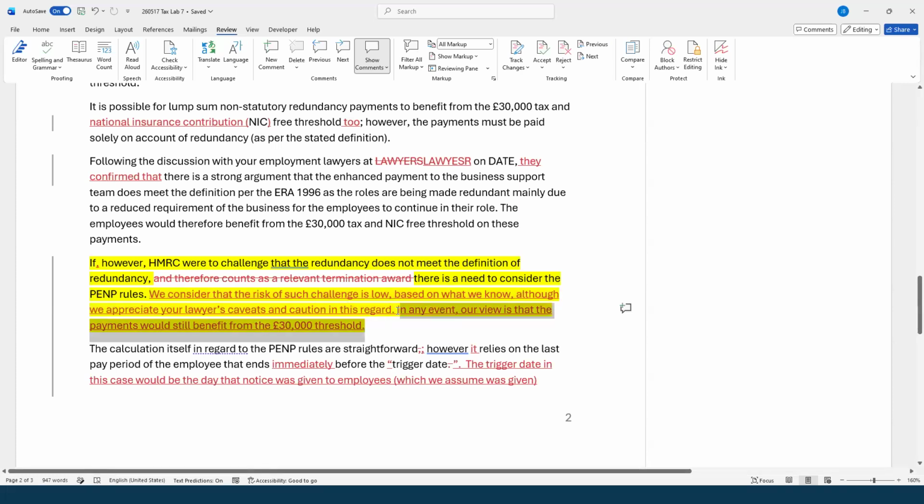However, there's another useful bit here which says, in any event, our view is that the payments would still benefit from the £30,000 threshold. So basically, what this is saying is that even if HMRC challenges that point, we still consider the answer to be the same, essentially, which is helpful to know, right? I'm assuming again, we'll get to this in a second, that second point there is still a subjective point. So basically, you can get to the same answer with two different justifications, which gives two walls of defense against HMRC if they ever want to question it or dispute it, essentially.